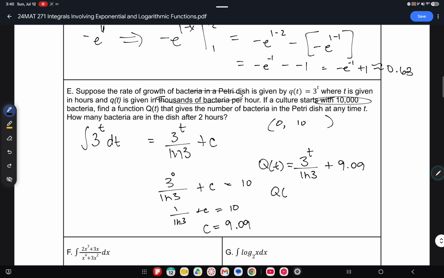And then we want after 2 hours. So 3 squared over natural log of 3 plus 9.09. And let's see what that gives us. So 9 divided by natural log of 3 plus 9.09. It's going to be 17.25, and this is in thousands. So 17,000, we'll say 250. Just round it like that.